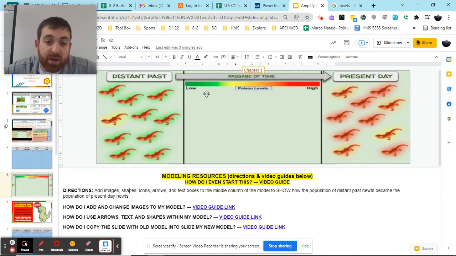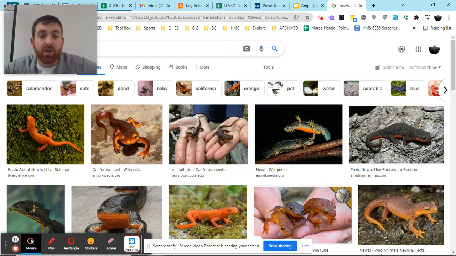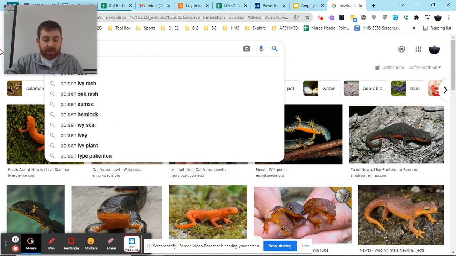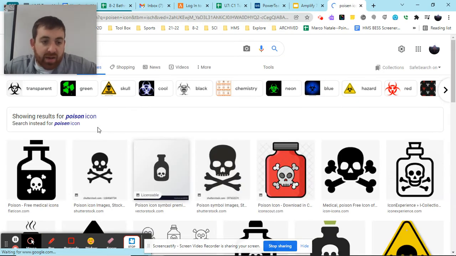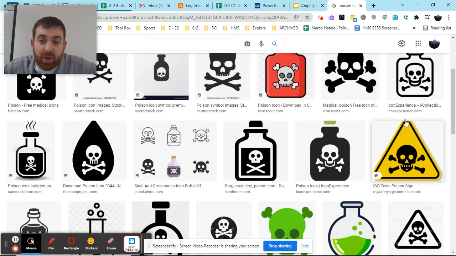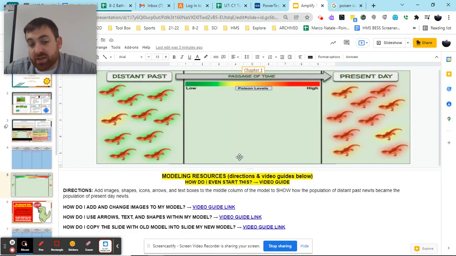If you want to add a shape in here to help show the poison level, great. We can show ideas with icons as well. We can find a picture of something poisonous, so we can search "poison icon" and find something to represent poison to help us show these ideas. Arrows help connect ideas. If we're trying to show something's happening, we can draw people's attention from one object to the other with an arrow. Text boxes help us label what's happening.